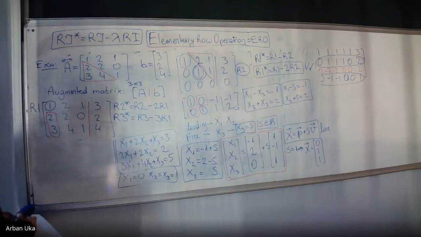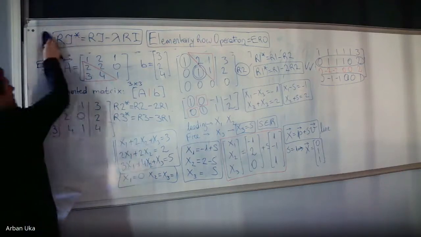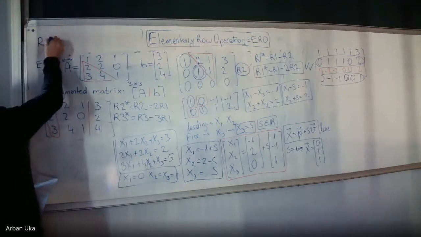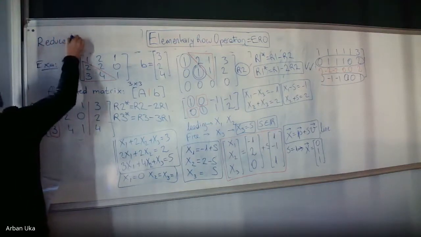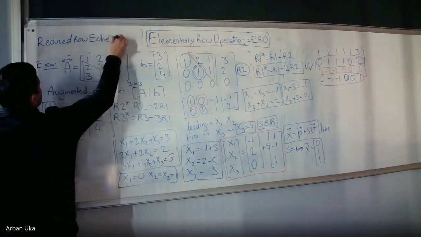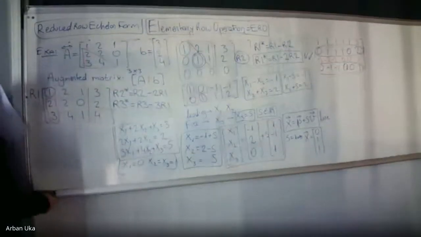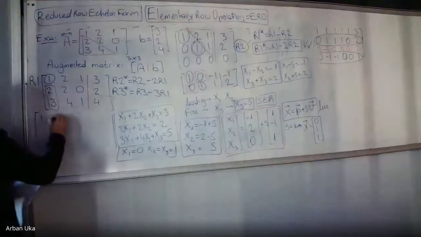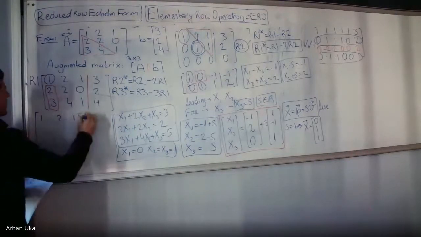So let's not forget, we know what this equation is about, but we're trying to obtain the reduced row echelon form. We're trying to obtain this. Then, what do we get? We follow the same equations like here. So we get 1, 2, 1, 3.